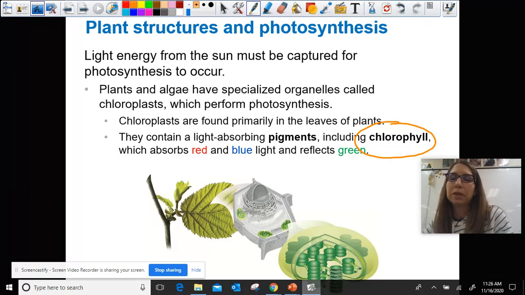So chlorophyll makes the chloroplast appear green, but it's not because it actually absorbs green light. It's really good at absorbing visible light that would technically be in the red and blue spectrum. Okay, so chlorophyll absorbs red and blue, and then it's going to reflect green in terms of its colors.